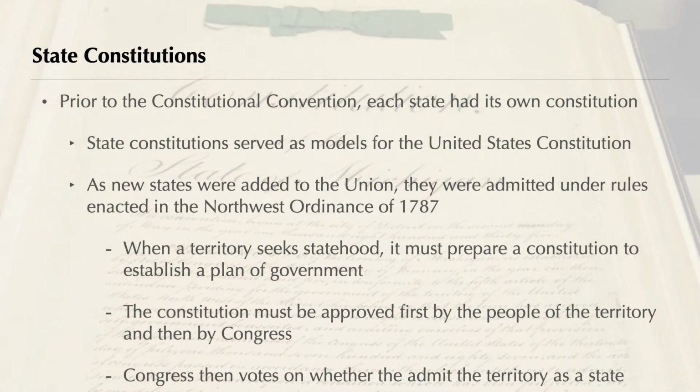Before the United States Constitution was written, each state already had its own constitution. In fact, those early constitutions became models for our national constitution. New states joined the Union under rules stated in the Northwest Ordinance of 1787. Under those rules, when a territory wants to become a state, it must prepare a constitution, setting up its own plan of government. The constitution then has to be approved by the people of the territory and by Congress. Finally, Congress votes on whether to admit the state.